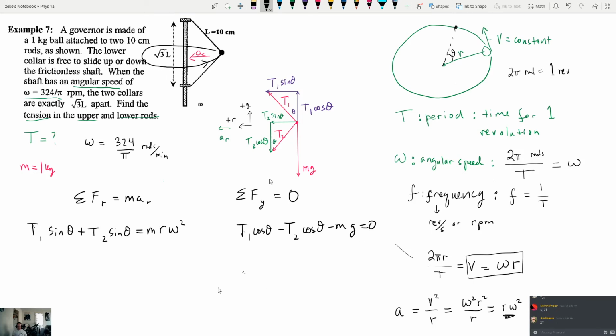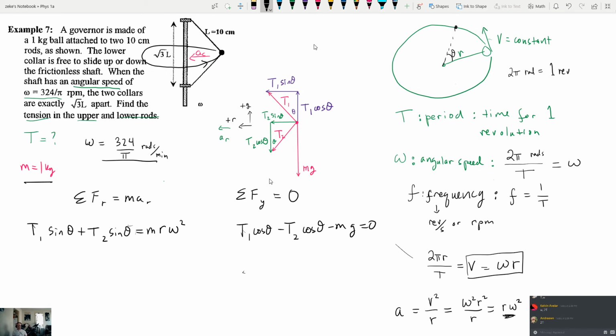And now I think we have all the information we need because we're given the mass and we know the angular speed. We're going to need to convert this to radians per second, actually. But we should be able to solve now for T1 and T2. Oh, we do need to find the angle as well, don't we?